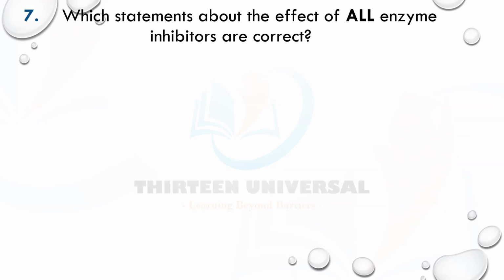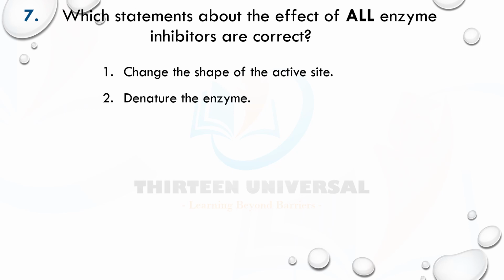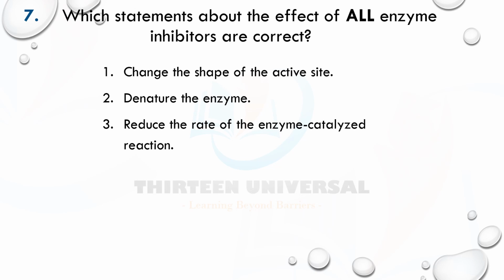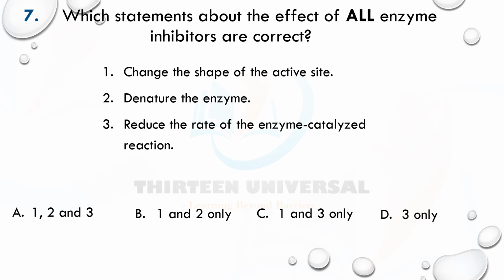Okay, it's B. So question 7 says, which statement about the effect of all enzyme inhibitors is correct? 1: All enzyme inhibitors change the shape of the active site? No, it is only competing inhibitors that change the shape of the active site. Not all of them, the nature of the enzyme. 3 says they reduce the rate of enzyme catalyzed reaction. Yeah, all of them reduce it. So the answer is what? D. All of them do this. Not all of them change shape. Non-competitive changes shape, competitive does not change shape. The inhibitor binds to the active site.